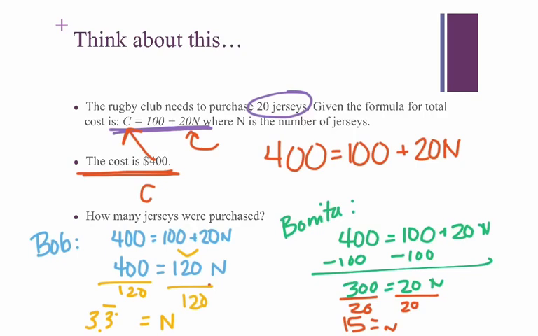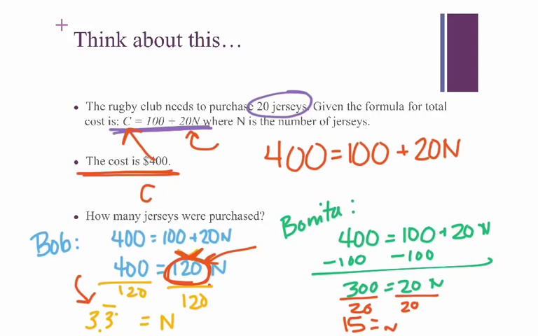Okay, so Bob first added 100 and 20 and he got 120n. So by Bob doing that, he's saying we have to pay that $100 purchase fee every single time for every jersey. So each jersey, holy cow, is $120. That's what Bob's saying. Each jersey is $120. Therefore, we could only get about 3 1/3 jerseys for $400. Are you kidding me? 3 1/3 jerseys for $400.